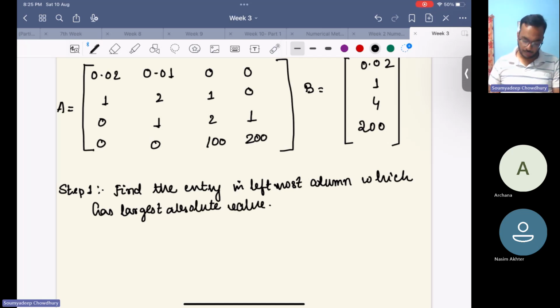And that element, or the row corresponding to that element, should be the first row. If it is already in the first row, well and fine. If it is not in the first row, you have to exchange that row with the first row, right?